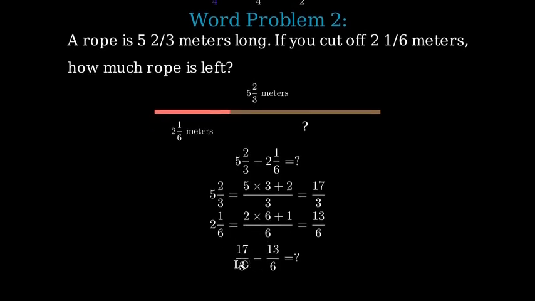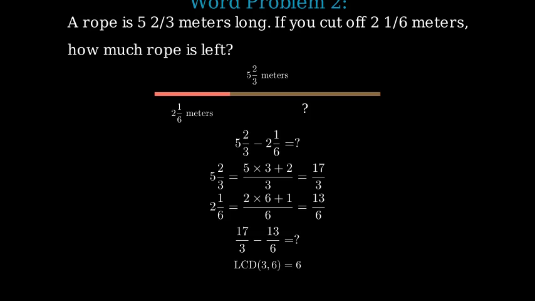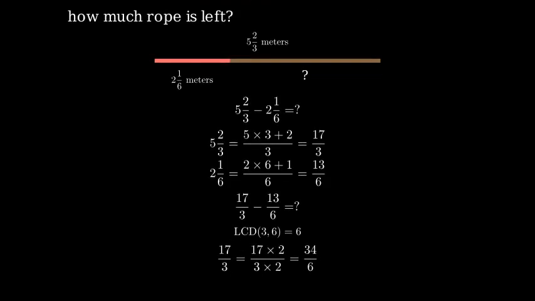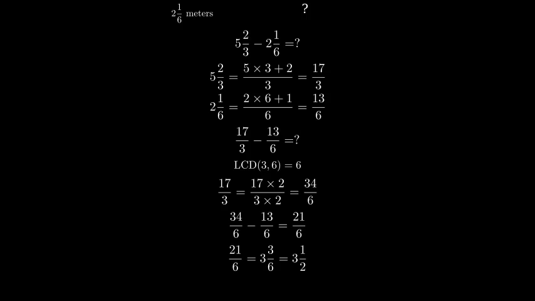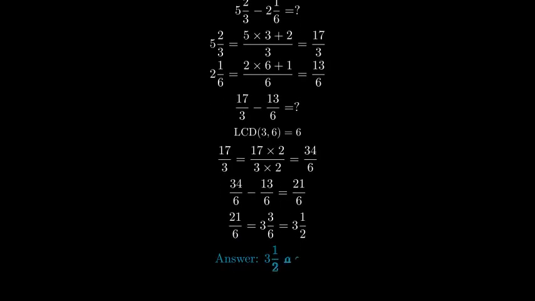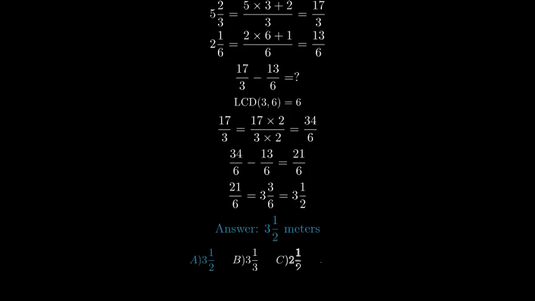To subtract these fractions, we need a common denominator. The least common multiple of 3 and 6 is 6. Converting 17/3 to the common denominator gives us 34/6. Now we subtract. 34/6 minus 13/6 equals 21/6. Converting back to a mixed number, 21/6 equals 3 and 1/2. So there are 3 and 1/2 meters of rope left, which matches option A.